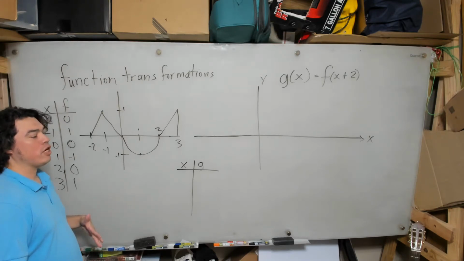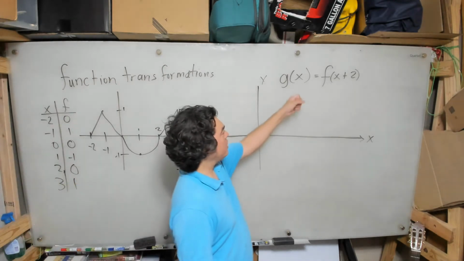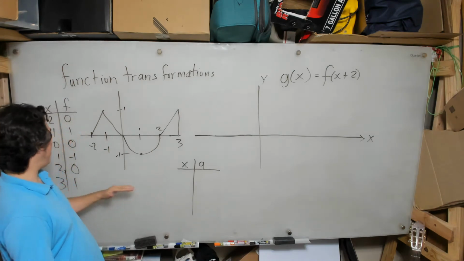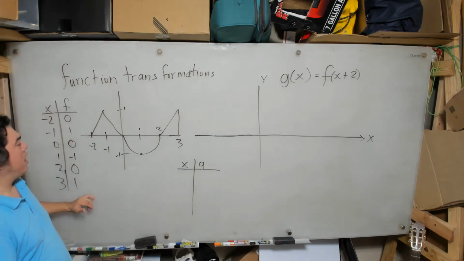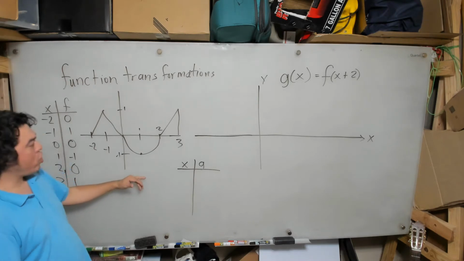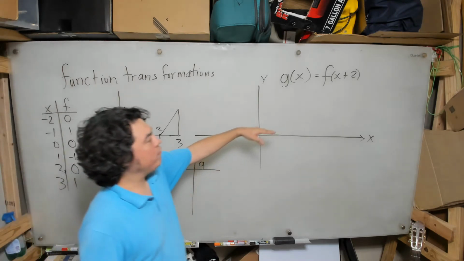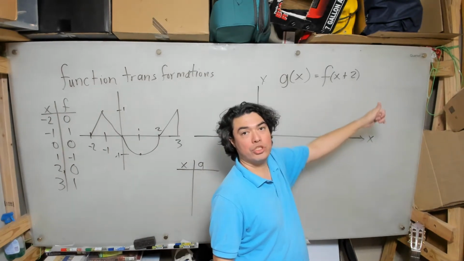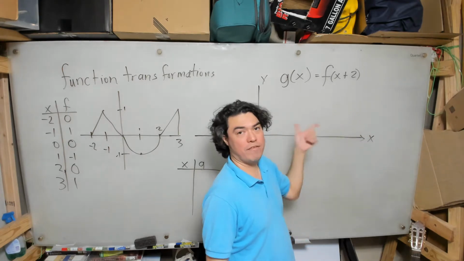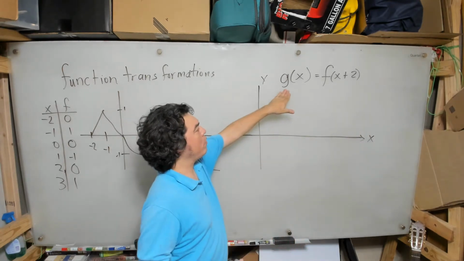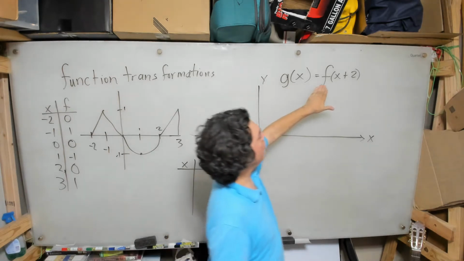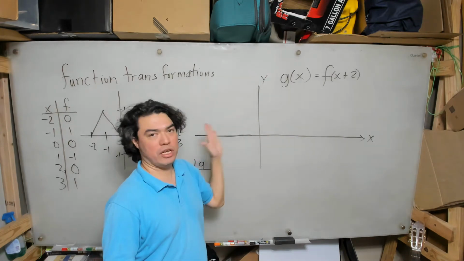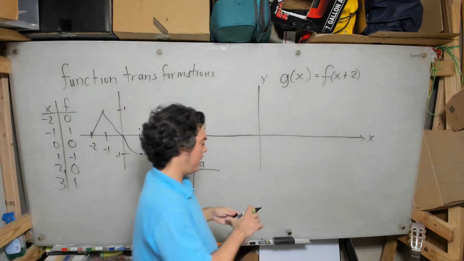What I'm going to try to convince you of is that if I take this function as my f of x, with my little f of x table here and my function drawn out here, and I take f of x plus 2, it will shift the graph of the function to the left by 2 units. Therefore, I'm claiming that g of x equals f of x plus 2 will be the graph of f shifted to the left 2 units. Without further ado, let's begin.